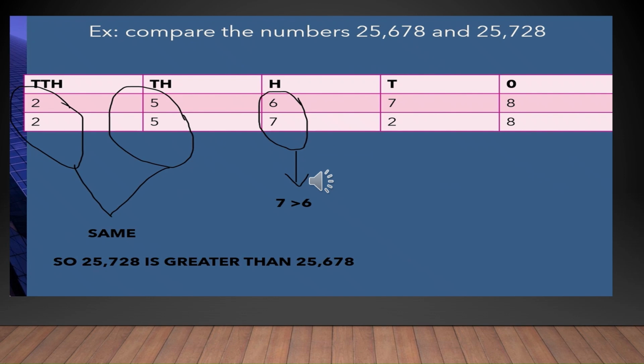Which number is greater, 6 or 7? 7. 7 is greater than 6. So which number is greater here? 25,728 is greater than 25,678.